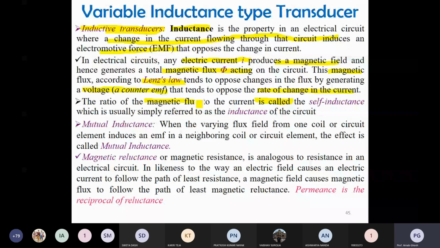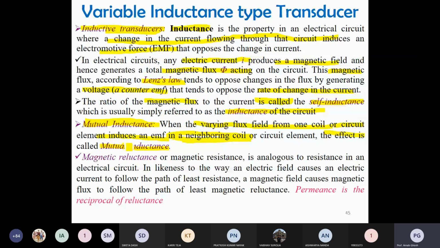Two types of inductance are available in the system. One is self inductance, and the other is called mutual inductance. Self inductance is the inductance of the circuit due to the current developed by that circuit. In mutual inductance, the varying flux from one coil or circuit element induces an EMF in the neighboring coils. That effect of the neighboring circuit is called mutual inductance.